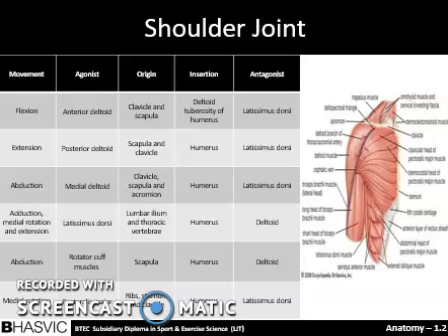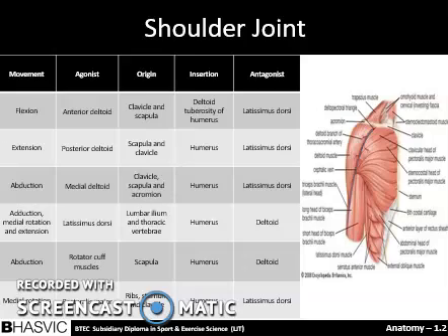The shoulder joint has many different agonistic muscles. Some of them include the anterior deltoid, whose main movement is flexion. Its origin is at the clavicle and the scapula, and its insertion is the deltoid tuberosity of the humerus, and the antagonist is the latissimus dorsi.